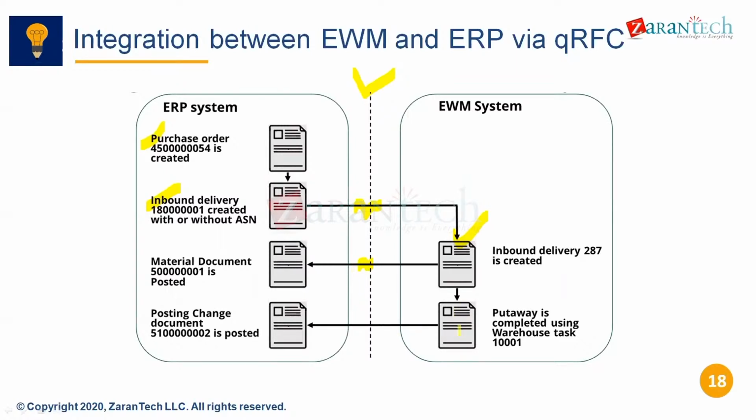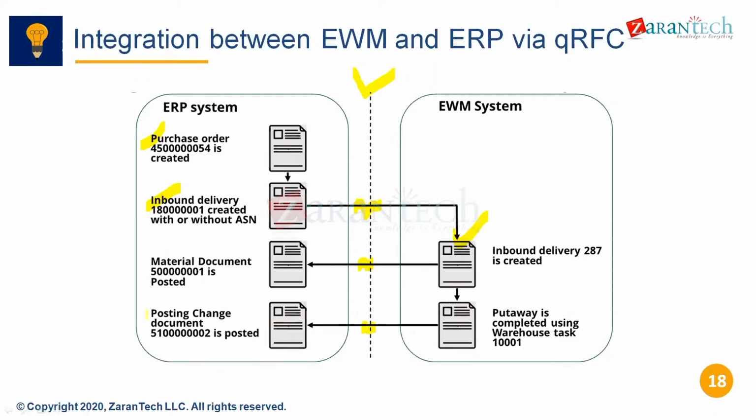Then when the put away is completed, put away means you first receive the pallet on the scanner, and then you take it to the final bin, and then another message goes to ERP that the delivery is completed.